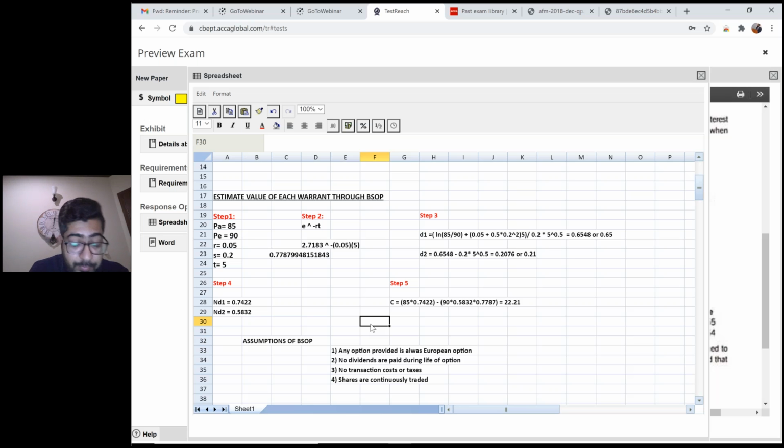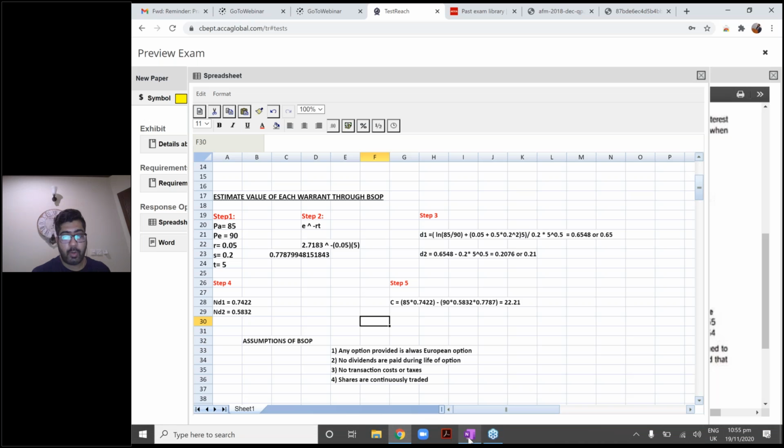We have covered option pricing theory as well, and it was a very straightforward thing. If you follow these 5 steps: first find BAP RST, then E minus RT, then step 3, the D1 D2, then ND1 ND2, and then the call and put option value.